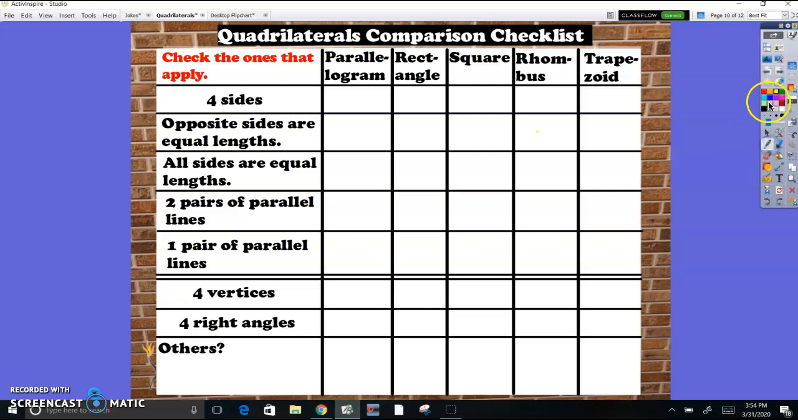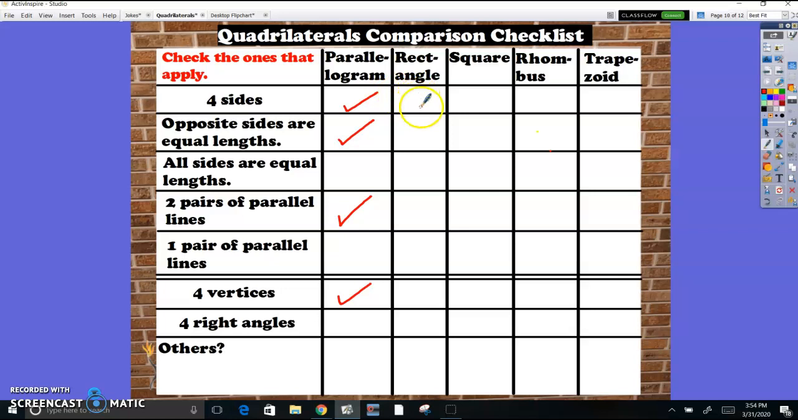Let me change it back to pen. There you go. Now we can write. So let's check off all the attributes that apply to these quadrilaterals. On a parallelogram, there should be 4 sides. Opposite sides are equal length. That is correct. All sides are equal in length? Not really, because on a parallelogram, only the opposite sides, two pairs, are equal in length. So no, this one is not. 2 pairs of parallel lines? Yes, not 1 pair. It has 4 vertices, but not right angles.